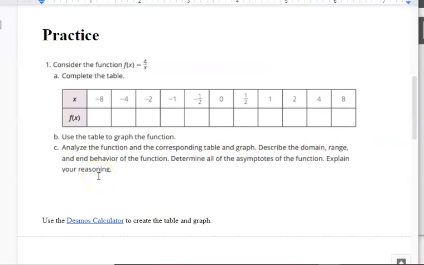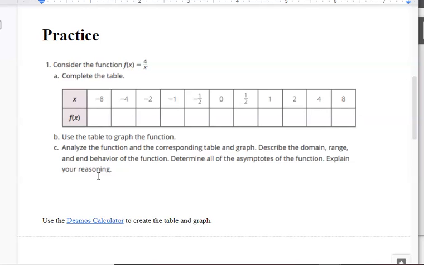Practice question 1. Consider the function f of x equals 4 divided by x. Complete the table. Use the table to graph. Analyze the function and corresponding table and graph. Describe the domain, range, and behavior. And determine all of the asymptotes of the function. Explain your reasoning. You don't technically have to write much down here except for the answers to question C.